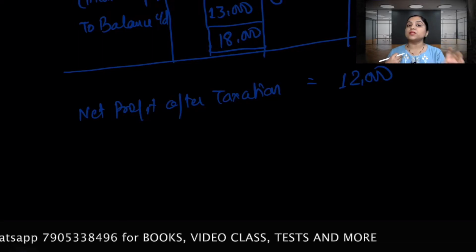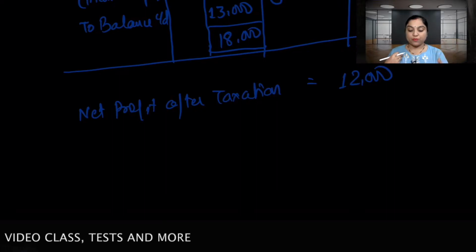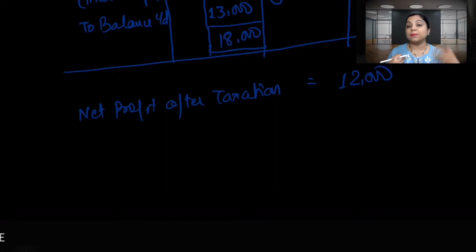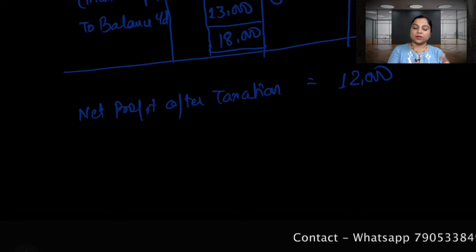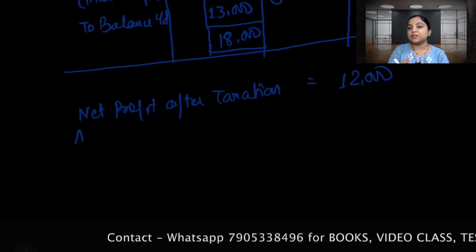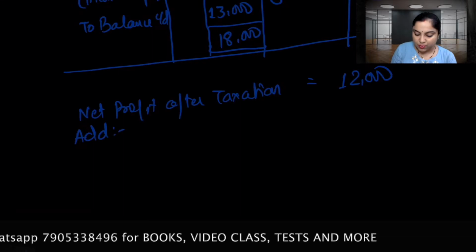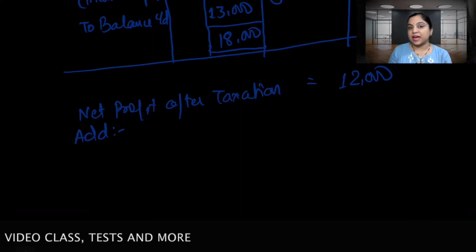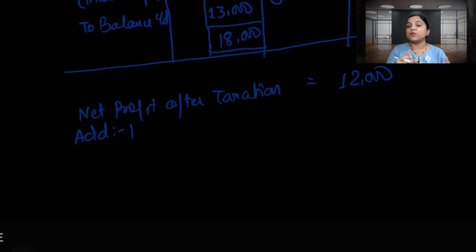I hope you remember the meaning of provision. Provision for taxation is made, that means created by you, to safeguard yourself that after some time your income tax liability is going to come up. So this will be added back because it's not going to impact the cash flow. It's not any inflow or outflow of cash or bank.